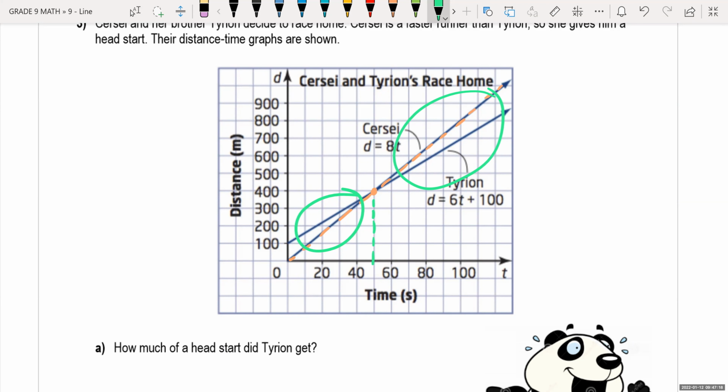You would see the point of intersection, you would figure out what that means in the context that they've given you. In this case, the point of intersection means that at that time, 50 seconds, they have reached 400 meters. So they're exactly neck and neck, like they're tied. But then after that, you look at what happens after 50 seconds and you notice that Cersei's line is on top of Tyrion's line. And so that means she's going a lot faster.